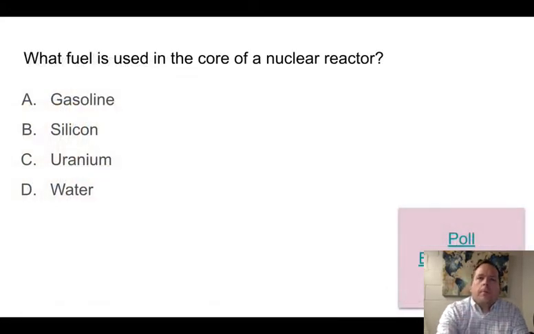All right. So if you watched the video or were paying attention 3 or 4 slides ago, you should know the answer to this next Poll Everywhere survey question. What fuel do they use in the core of a nuclear reactor? Gasoline, silicon, uranium, or water?